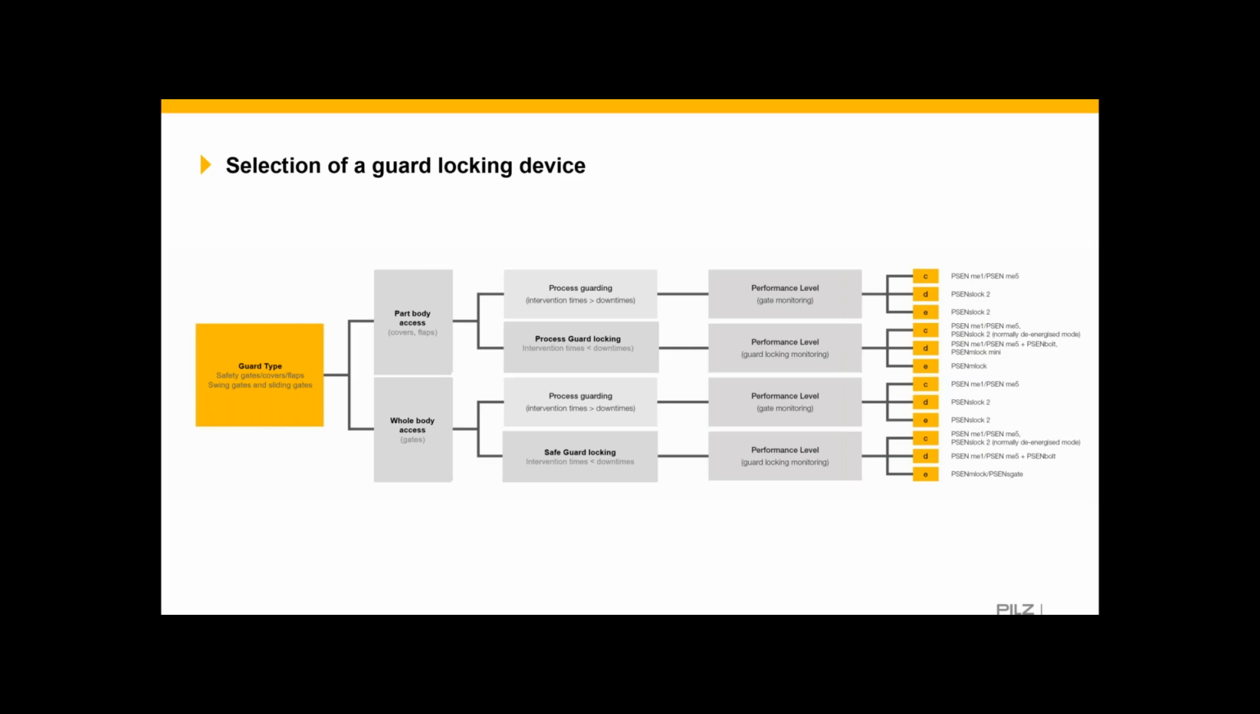The alternative is for whole body access. We have process guarding, so that's the same, but then we use safeguard locking in that instance because we're saying there's whole body access and we want to protect the person from an unexpected startup, for instance. And so in that case, you would want to ensure that the process is stopped completely, and you would use slightly different devices from PILZ to allow for the prevention of unexpected startup.